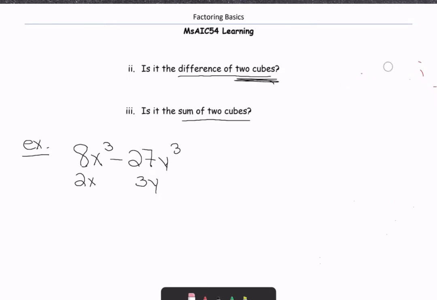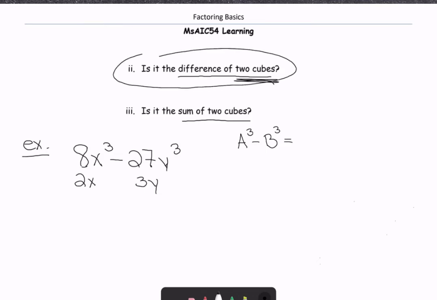So the one example that I have here on the paper is a subtraction sign. So it's the difference of cubes. Here's the overall formula right here. Let's say you have a to the third minus b to the third. These are two terms and they're both cubed, and there's a subtraction sign in the middle. That tells me I have to use the difference of cubes.